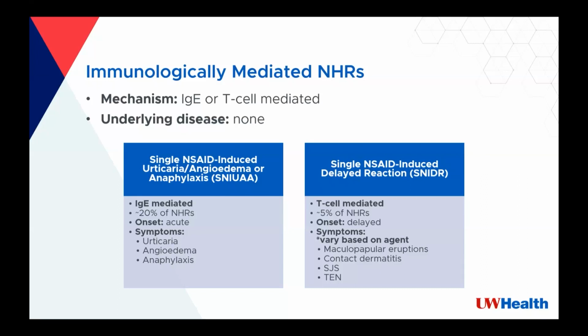And it is important to note that these symptoms will vary on the specific NSAID agent. So for example, ibuprofen and naproxen are most frequently associated with maculopapular eruptions, while diclofenac and ketoprofen are more commonly associated with contact dermatitis. And then our selective COX-2 inhibitors are more associated with the severe skin reactions, such as SJS and TEN.